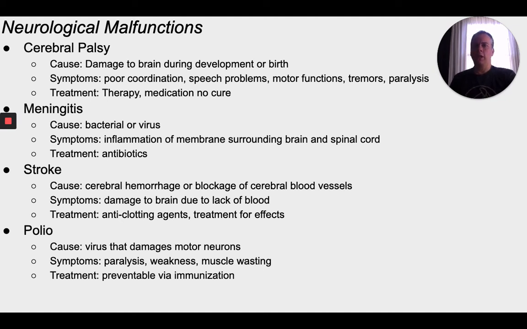One is cerebral palsy. Cerebral palsy is caused when there's some sort of damage or injury to the brain, typically early in prenatal development or during the birthing process or relatively soon after birth. And obviously when a part of the brain is damaged, then whatever functions are controlled by that part are going to be impacted as well. So often cerebral palsy leads to difficulty in coordination and motor functions, and can result in speech problems or even paralysis or tremors. And there's not a cure for cerebral palsy.